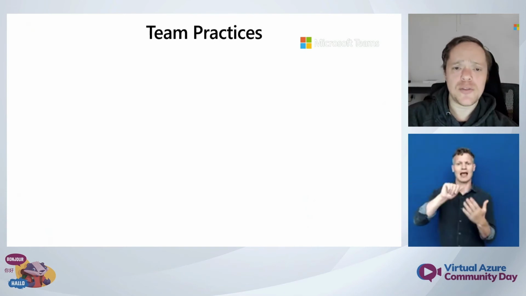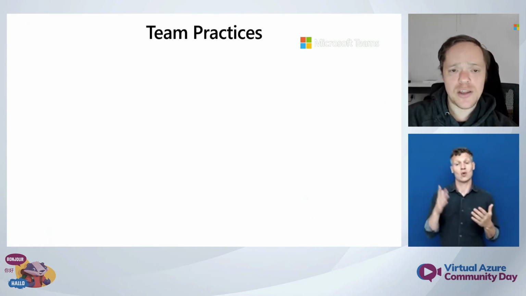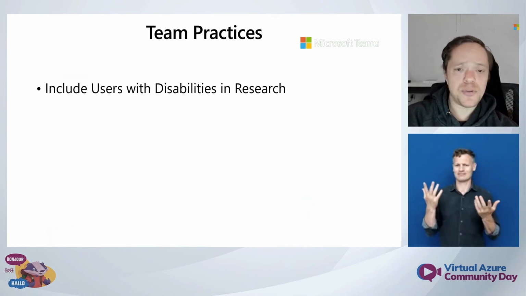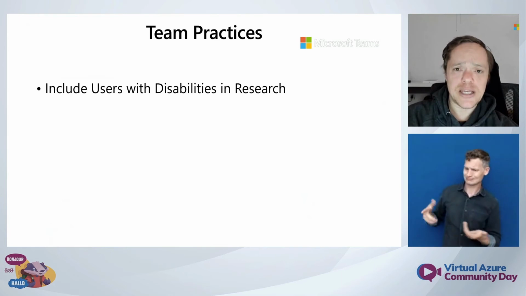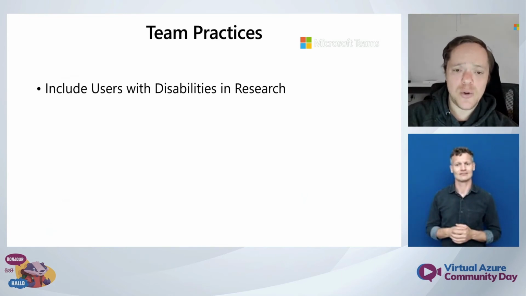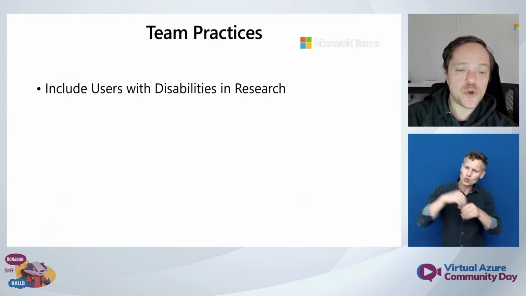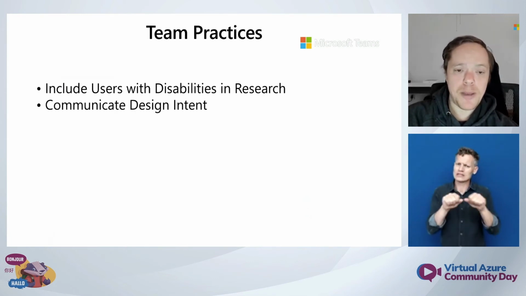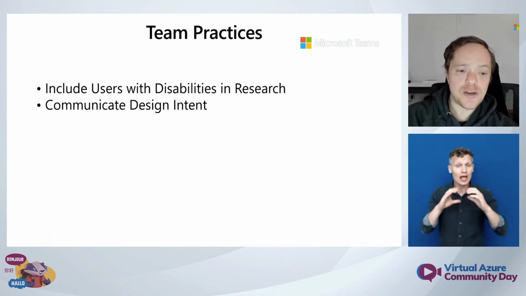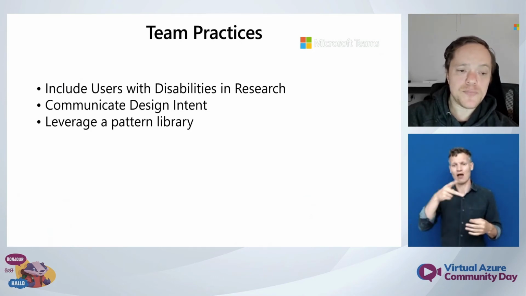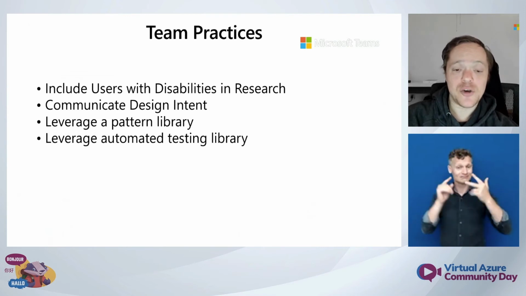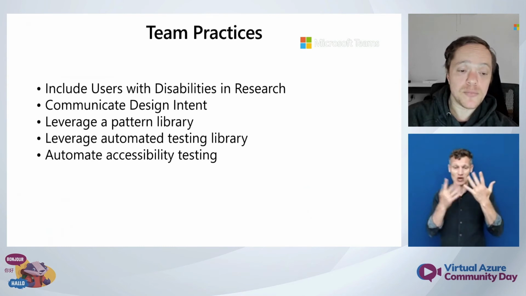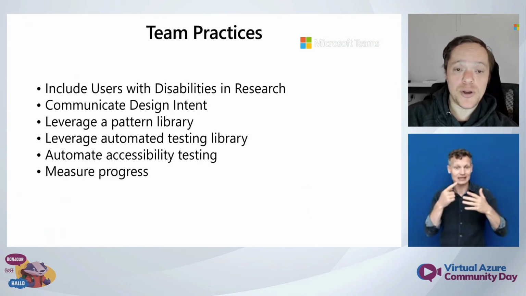So we've looked at the tools and the practices that you can use. So, in summary, include users with disability in research. Understand you'll always have an empathy bubble, but you can get past that by looking at how individuals use your systems. Communicate design intent via the DevOps pipelines, via the issue creation, leverage a pattern library, leverage an automated testing library like I've shown you today, automate accessibility testing in your DevOps pipelines, and measure your progress.